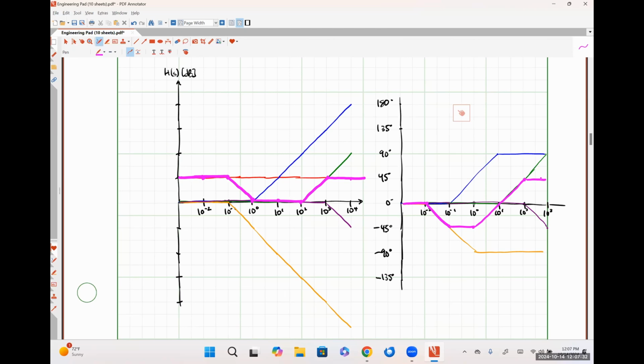Not at all. The constant is a constant 0 degrees. Its phase does not change.